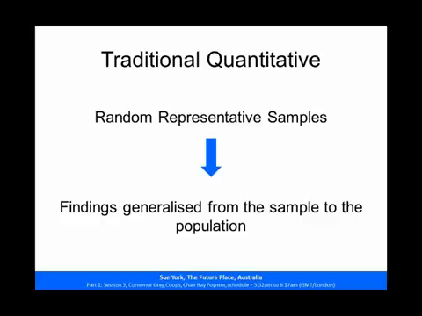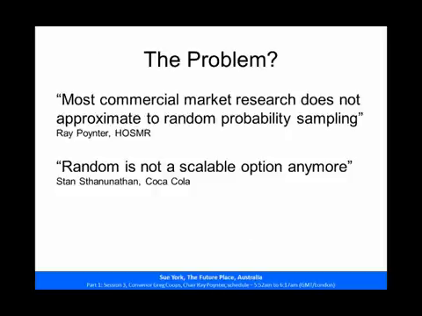Now, as I think we all know, traditional quantitative research is based on scientific research, and this means that we can conduct research with random representative samples and that these findings can be generalized from the sample to the wider population. Now, recently, we've started to realize that there may be a bit of a problem with this. Many people are starting to realize that it is very, very difficult to get a random representative sample in the bounds of commercial market research projects.